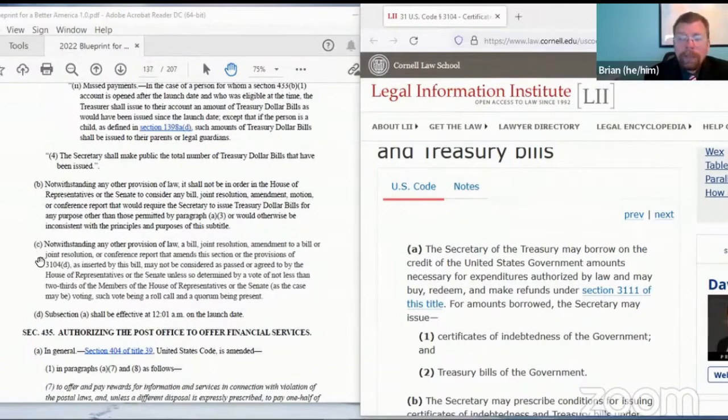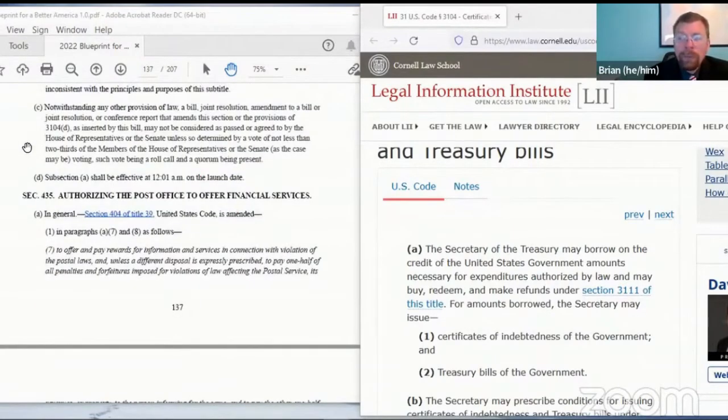And then to make sure that Congress doesn't change that section of law, we have subsection C that restricts Congress from amending anything in section 434 or these new provisions relating to Treasury dollar bills, unless they have a two-thirds vote in the House and the Senate on a roll call vote and a quorum being present. So if they want to change the law, ultimately they have the authority to do so, but we can statutorily put roadblocks in their way. And we can do this because the Constitution, Article 1, Section 5, Clause 2, says that each House may determine the rules of its proceedings.